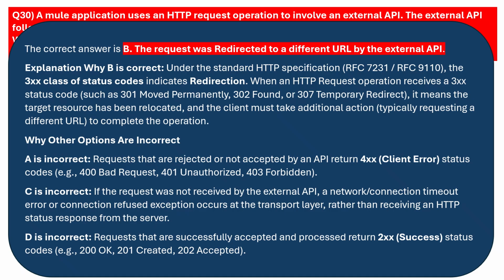Why other options are incorrect? A is incorrect. Requests that are rejected or not accepted by an API return 4XX client error status codes, e.g., 400 bad request, 401 unauthorized, 403 forbidden. C is incorrect. If the request was not received by the external API, a network/connection timeout error or connection refused exception occurs at the transport layer, rather than receiving an HTTP status response from the server. D is incorrect. Requests that are successfully accepted and processed return 2XX success status codes, e.g., 200 OK, 201 created, 202 accepted.